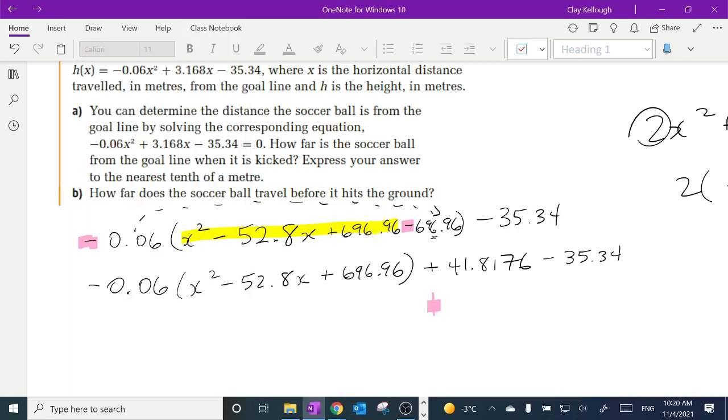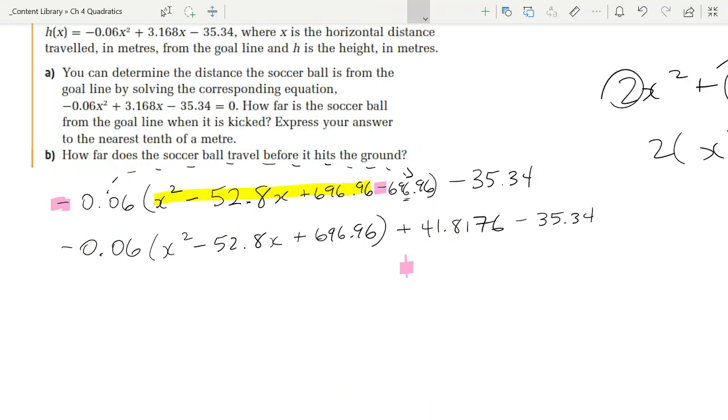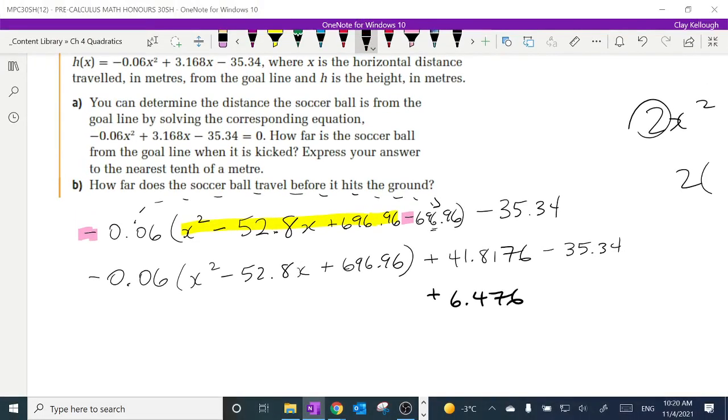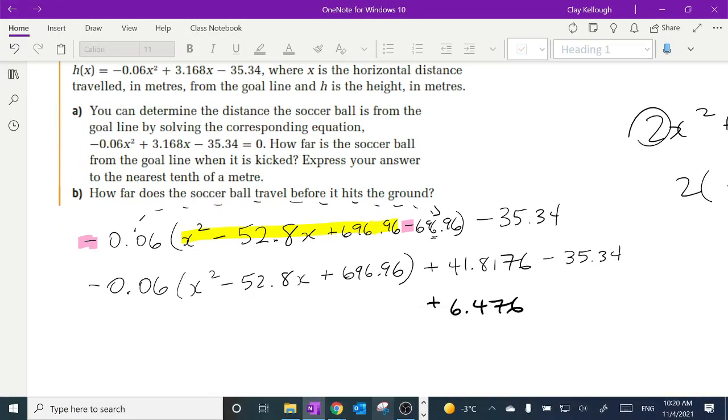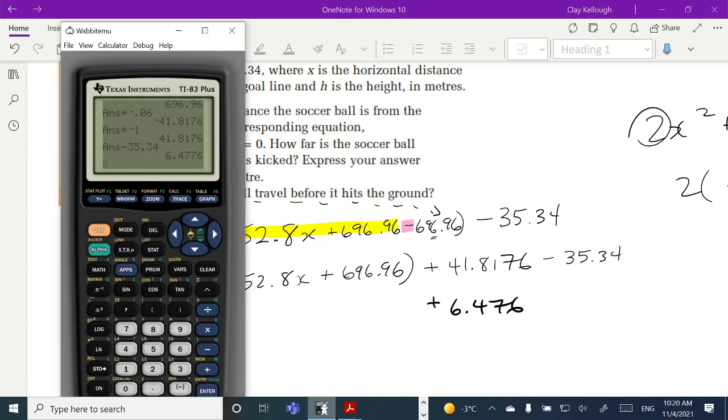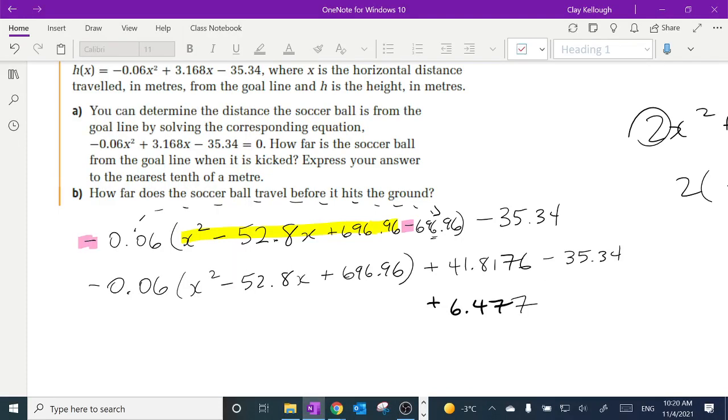6.4776. Oops. Let me just double check that number because I'm very good. Oh, see, look at that, 6.4776, there we go. Okay, so that takes care of the constants.